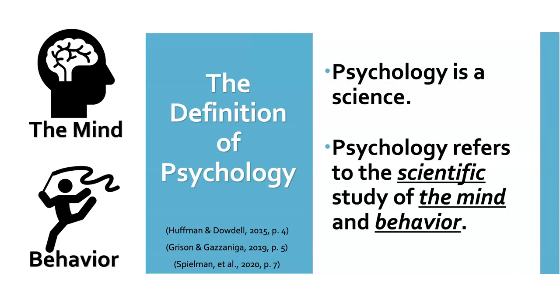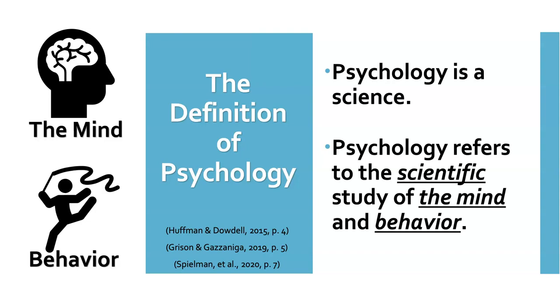Before we begin to discuss the four main goals of psychology, I think it is important that we have an operational definition for the science of psychology. And I do want to stress that psychology is a science. Psychology is the scientific study of behaviors and mental processes, or simply, the scientific study of the mind and behavior.